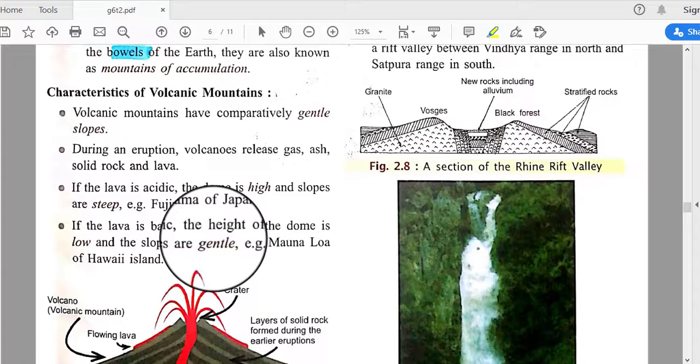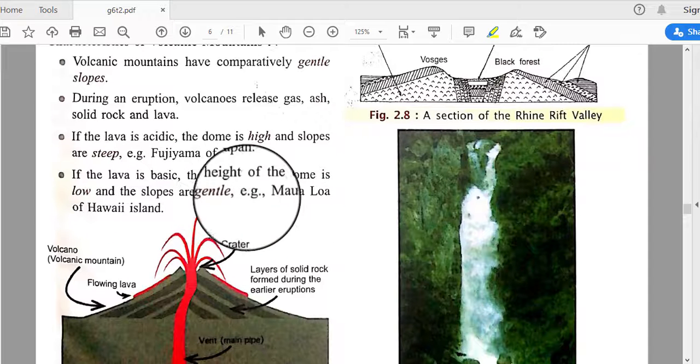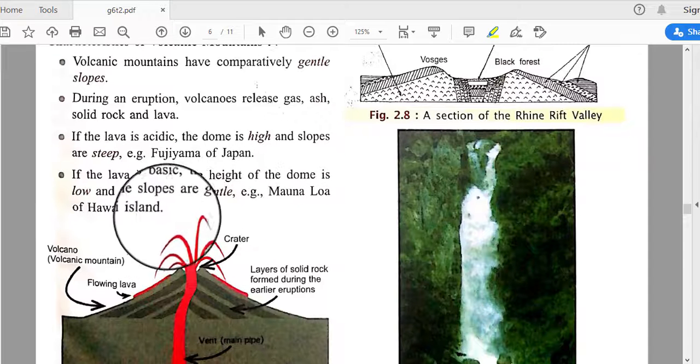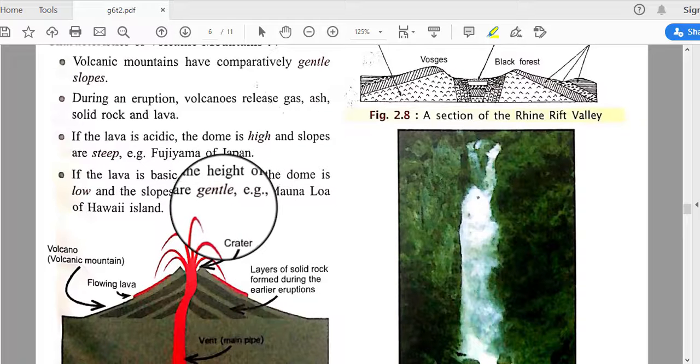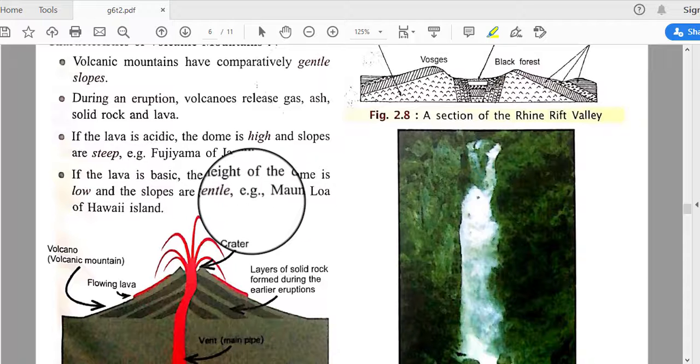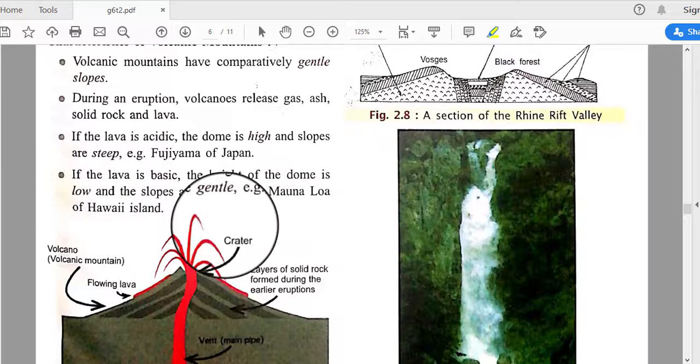And if the lava is basic, the height of the dome is low and the slopes are gentle. An example is Mauna Loa in Hawaii Island, this kind of mountain where we can see that the slopes are gentle and the dome is low.